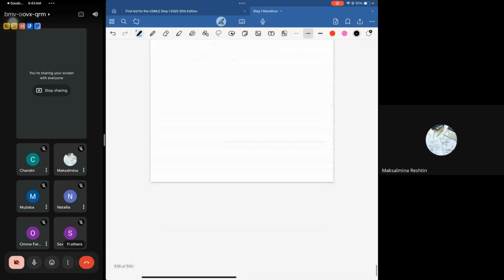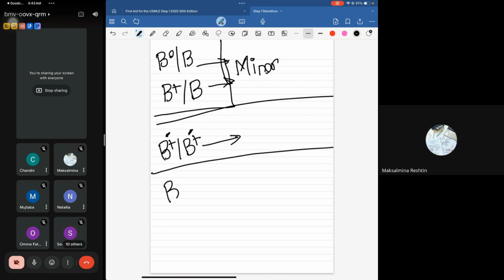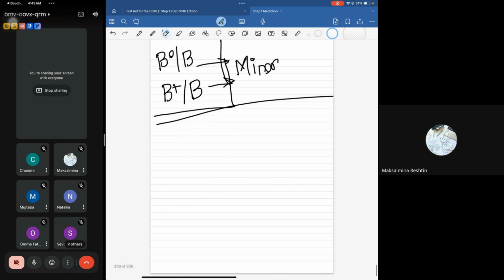So what if there is severely reduced beta function? How can severely reduced beta function occur? If both chains are beta plus, this means that very little is being produced. Or if there is beta naught or beta plus, so basically, if no normal beta chain is being produced, then it's thalassemia intermedia, right?